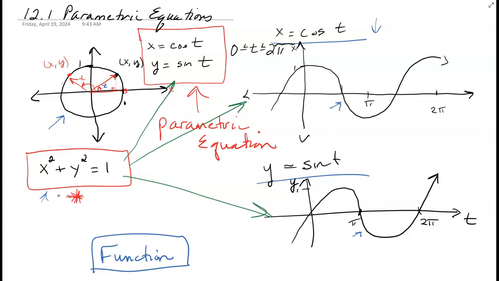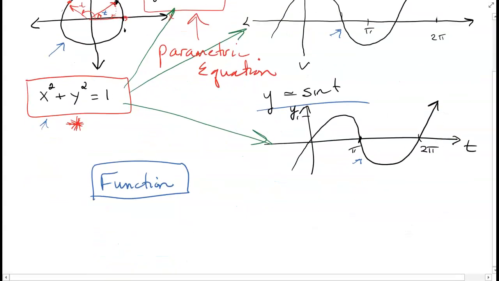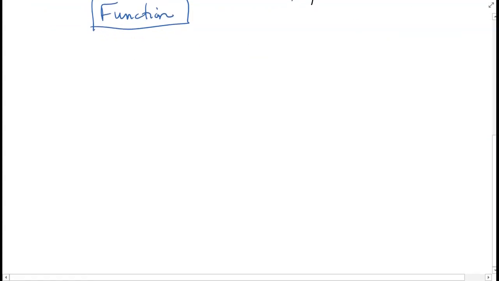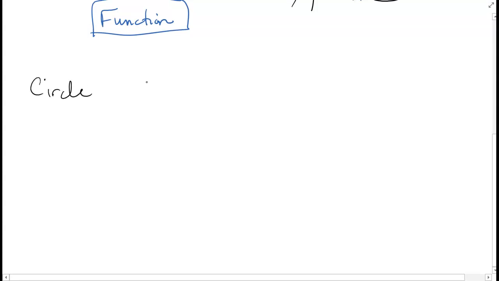So let's go ahead and let me get a new screen. And let's define a general circle. So the general parametric equations for a circle are x equals r cosine t and y equals r sine t, with t being between 0 and 2 pi.